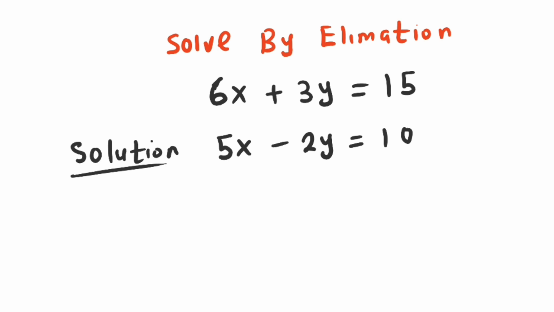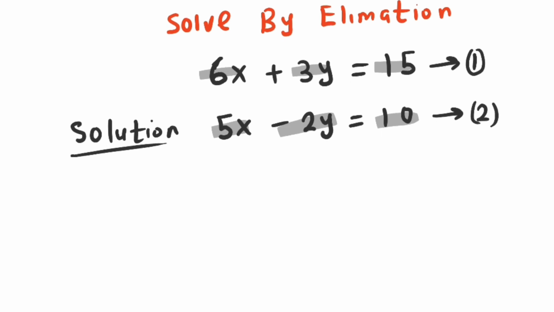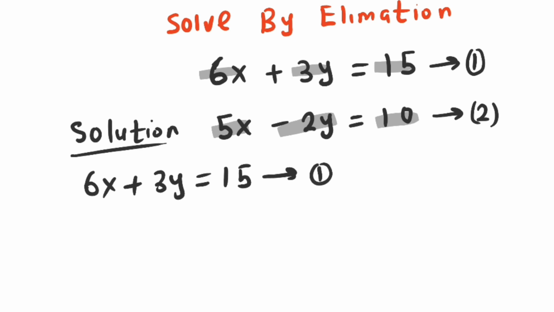Solution. Since we have 6x plus 3y is equal to 15, let us call this equation 1. And here we have 5x minus 2y is equal to 10. Let us call this equation 2. Now we have 6x plus 3y equal to 15, this is our equation 1. Let me write it here. Then 5x minus 2y is equal to 10.